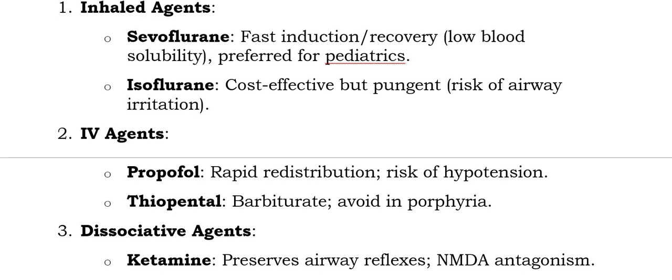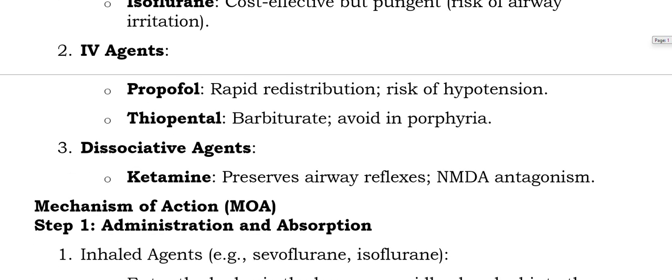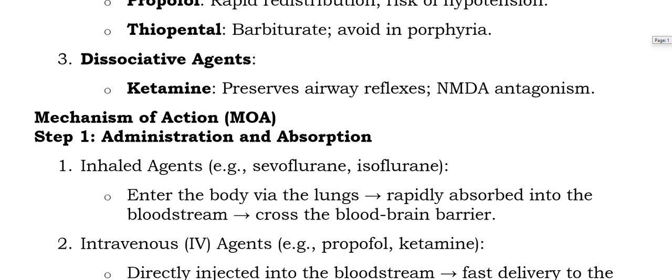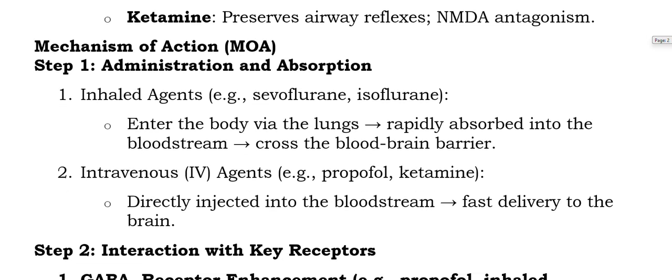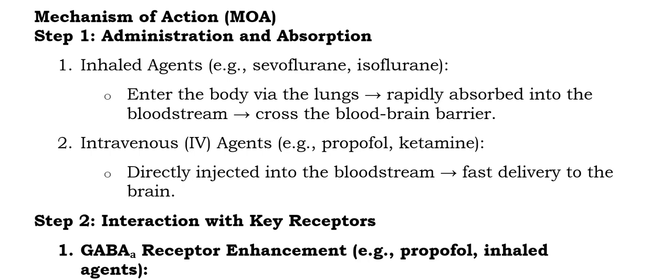Now, we've touched on mechanisms a bit, but let's really dive into how these drugs produce these effects, the mechanism of action. Right. The document breaks it down nicely into 4 steps. Step 1 is just getting the drug into the body, into the brain: administration and absorption. So inhaled versus IV. Exactly.